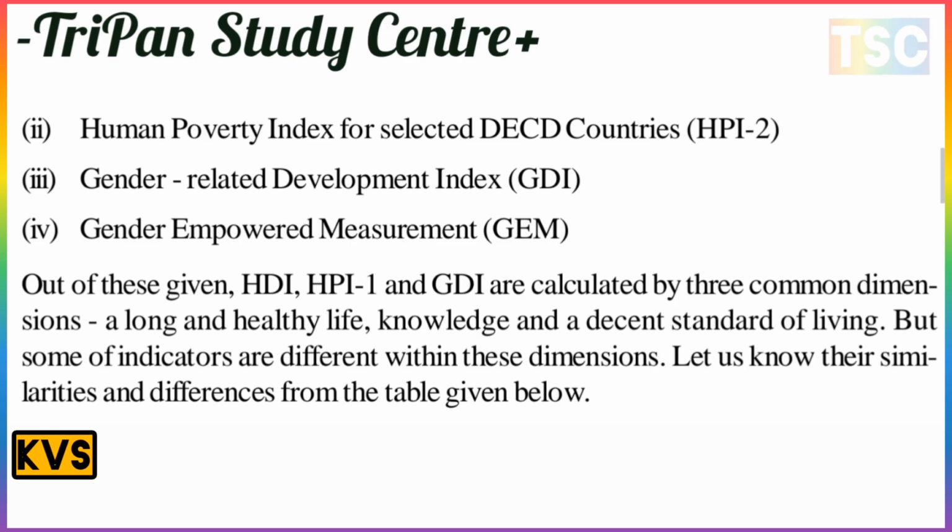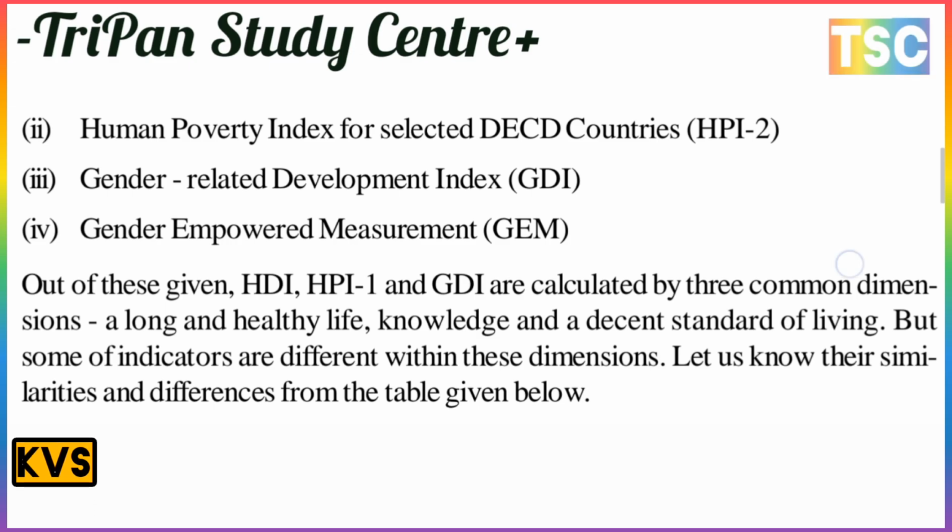HDI, HPI-1 and GDI are calculated on three common dimensions: a long and healthy life, knowledge, and a decent standard of living. But some of the indicators are different. Let us now see the similarities and differences from the table given below. This is a comparative analysis of the dimensions used for HDI, HPI-1 and GDI.